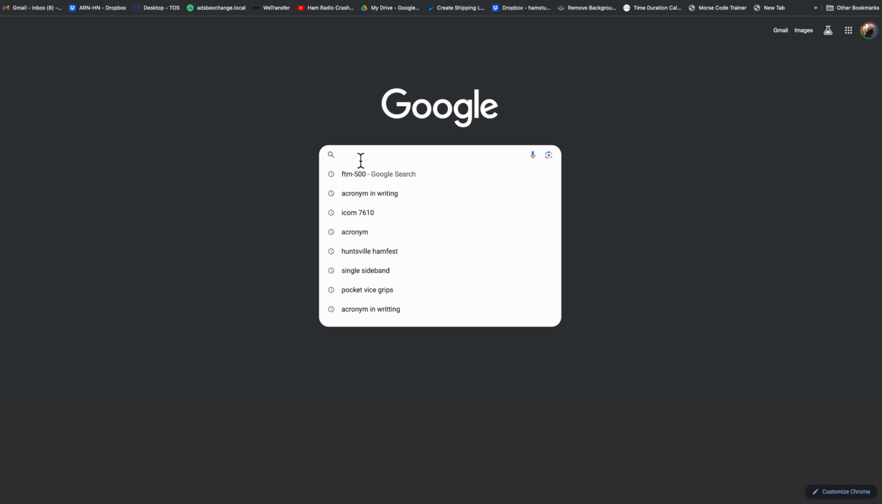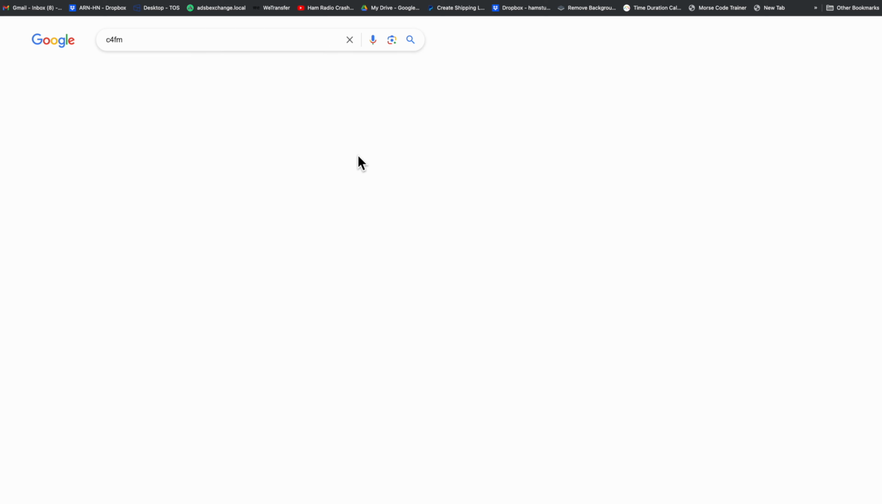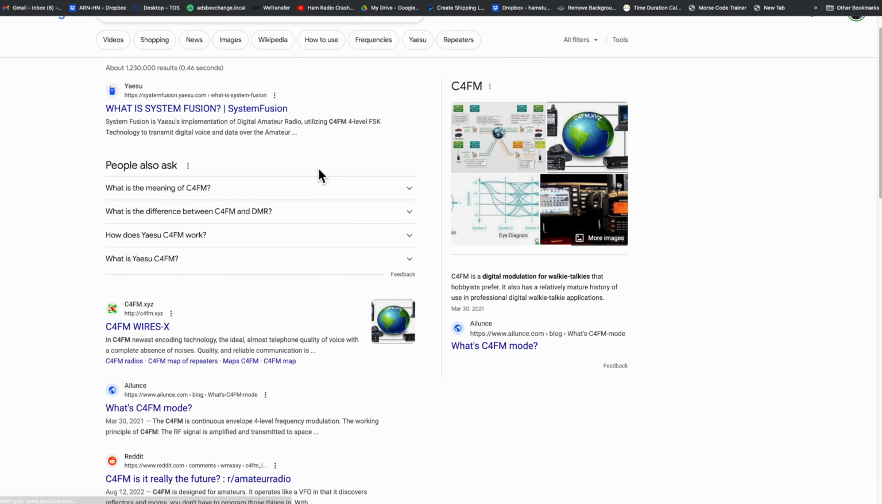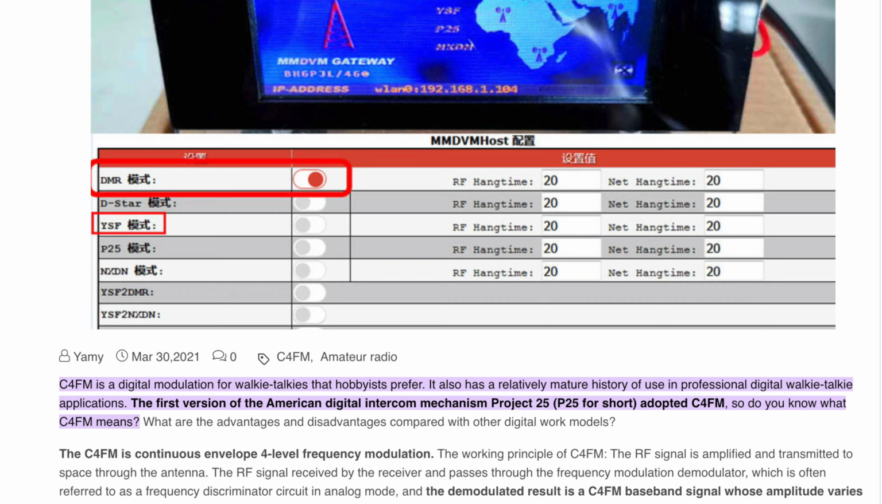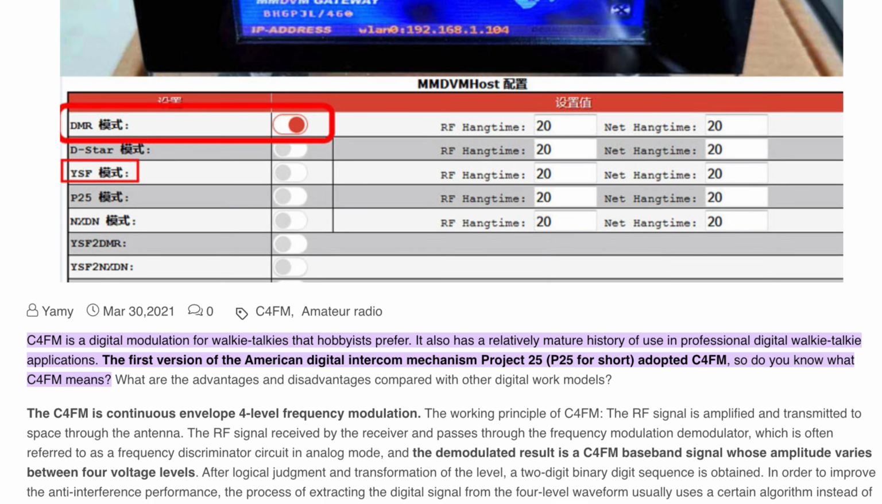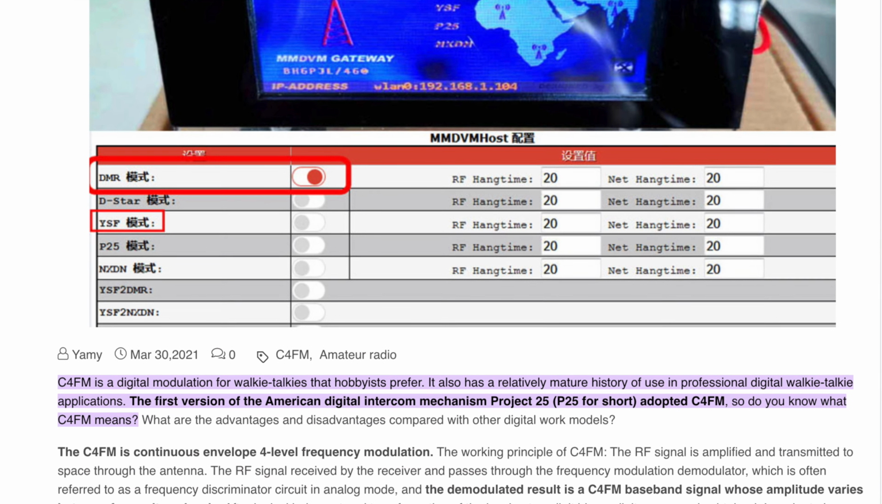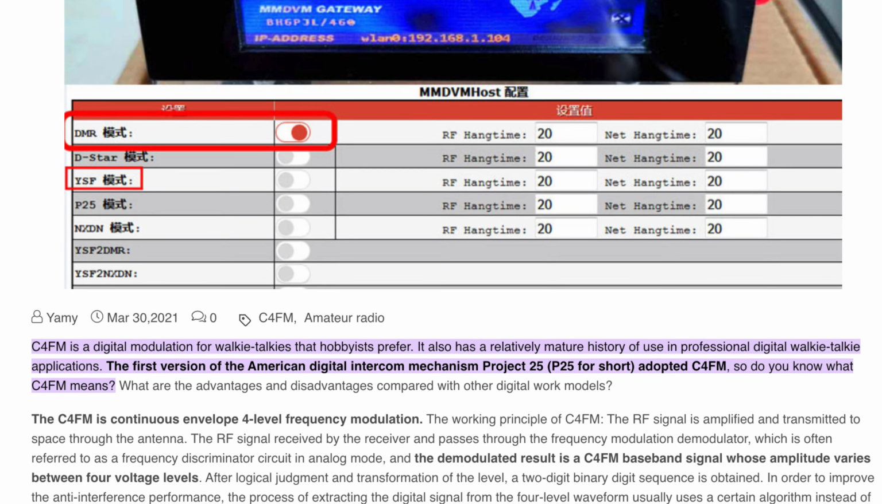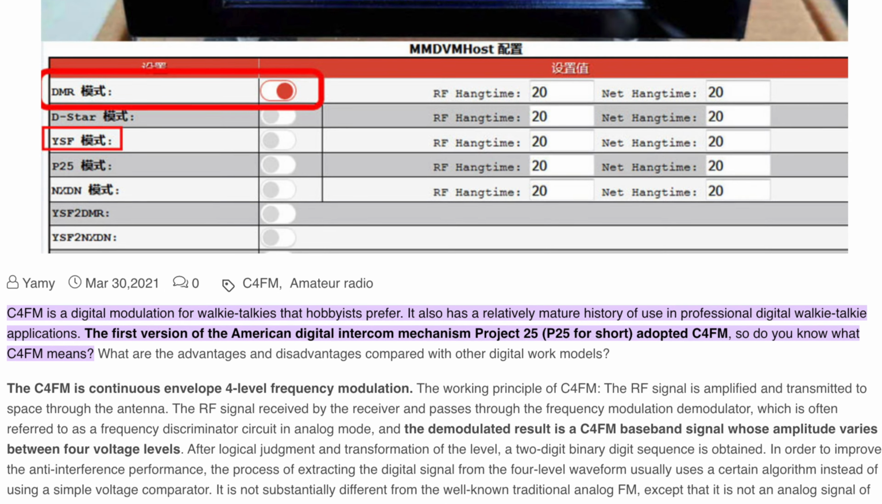So if we just Googled C4FM, do we think we could find the definition of the acronym? Let's see. And sure, there is a website right here on Google. If you say C4FM, the first thing you get is, what's C4FM mode? All right. C4FM is a digital modulation for walkie-talkies that hobbyists prefer. It also has a relatively mature history of use in professional digital walkie-talkie applications.